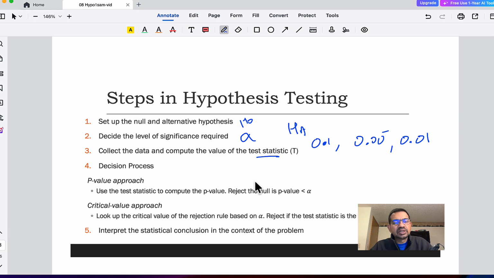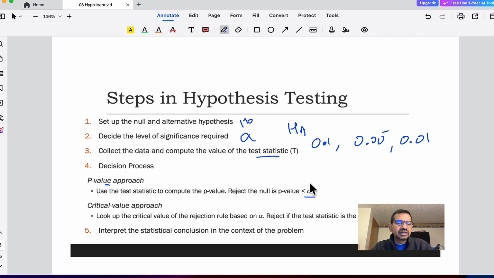Then the fourth step involves the decision process. So we have the level of significance. We will see what evidence do we have to support our hypotheses. There are two approaches we can do in the decision process. One is the p-value approach. In the p-value approach, we look at the p-value that comes from our test, and we compare it to our level of significance that we determine. If the p-value that we get, and we'll discuss what the p-value is, is less than our level of significance, then we reject the null. If our p-value that we get is above our specified alpha, then we do not reject the null.